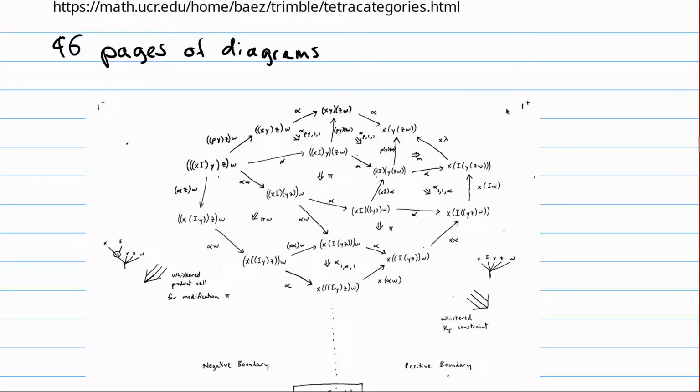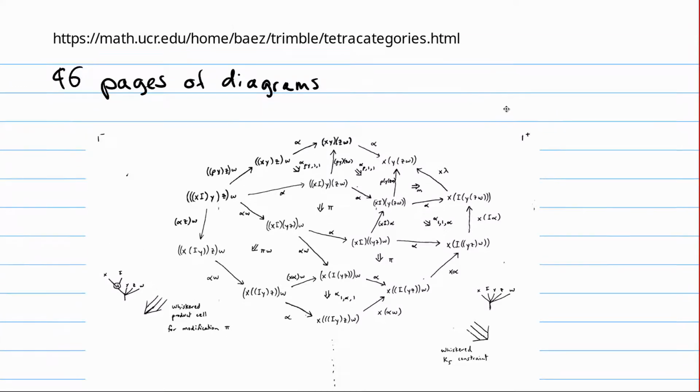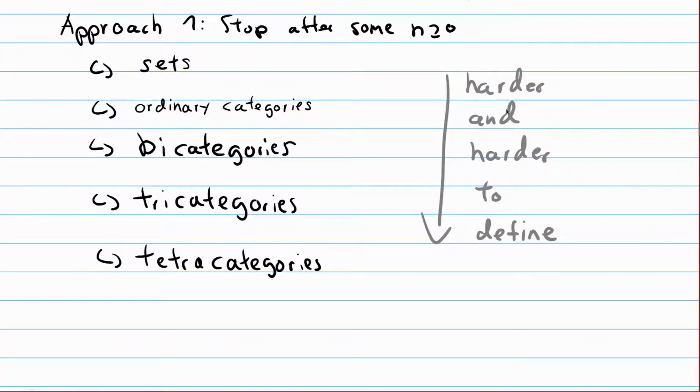And there are, I think I counted 46 pages of diagrams like this, with all these laws that you have to write down. And as you can see, you don't really want to go any further than that. Or maybe you want to, but maybe that's something that you have to choose yourself.